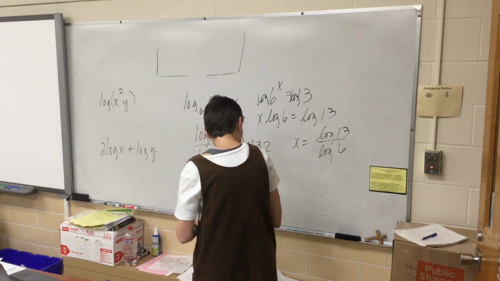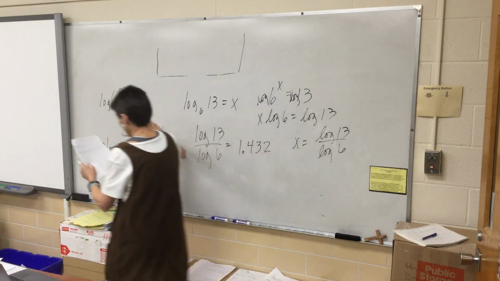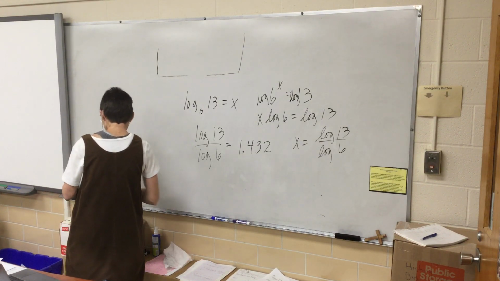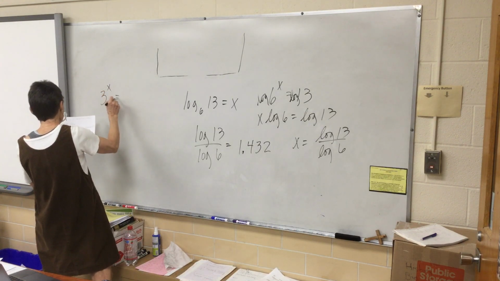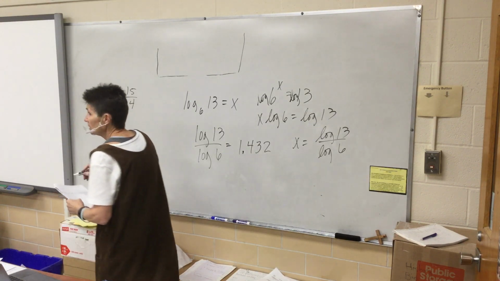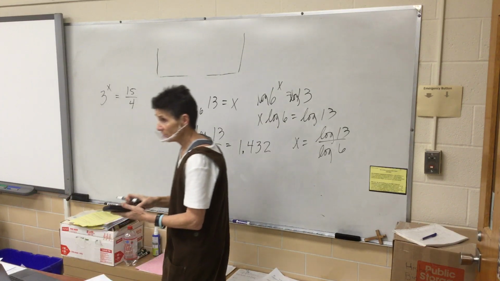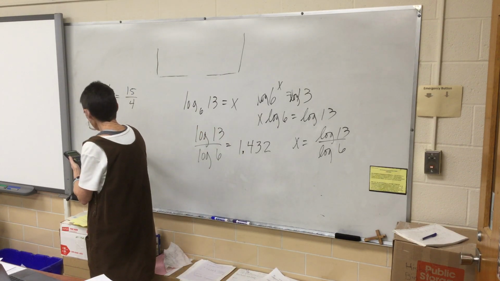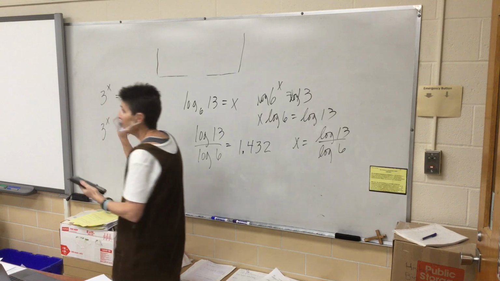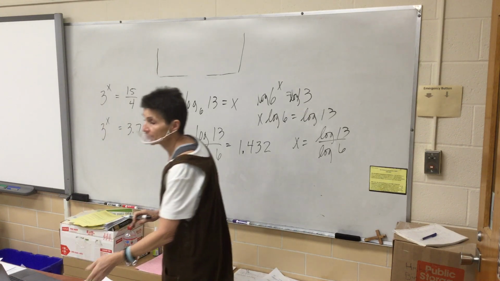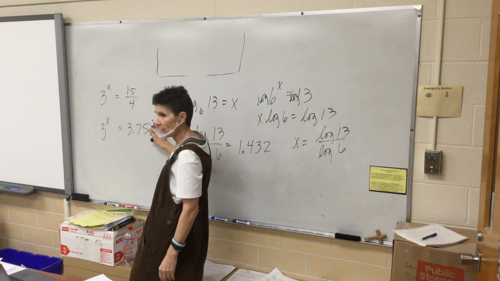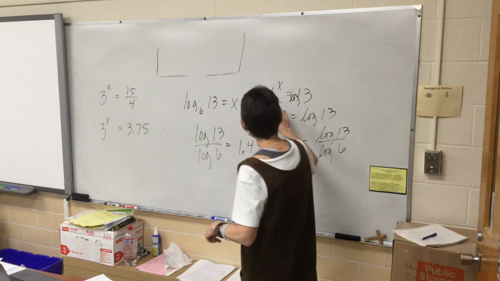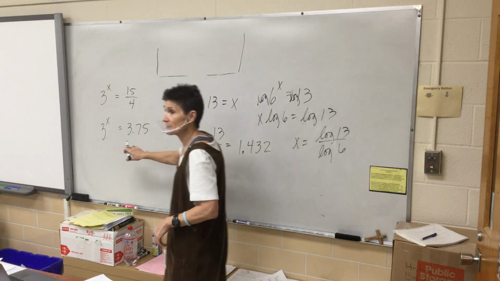All right, B. What are we going to do first in problem B? You're going to divide by 4. So you have 3 to the x equals 15 fourths. Now, you will have a calculator for this, so if it's easier for you to write 3 to the x equals 3.75, it doesn't matter to me. That's perfectly okay. You can leave the fraction, or you can write the decimal, whatever's easiest for you. The point is, it's just like this one. You're not going to be able to get a common base.